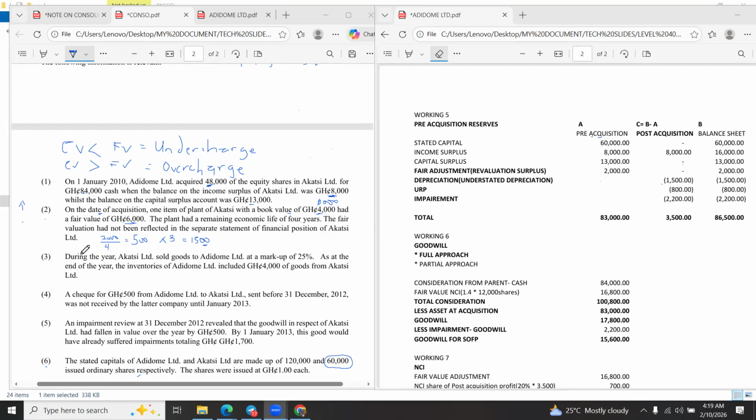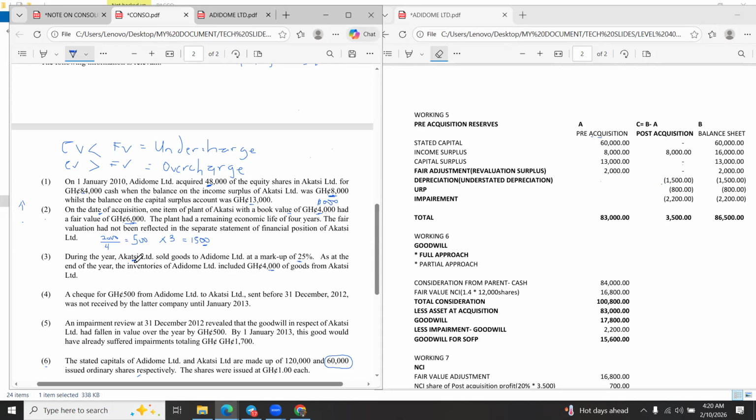It says that during the year, Akachi sold goods to Adidome Limited. Who is Akachi? Akachi is the subsidiary, and it has sold goods to Adidome. As at the end of the year, the inventories of Adidome Limited included goods of 4,000 from Akachi.